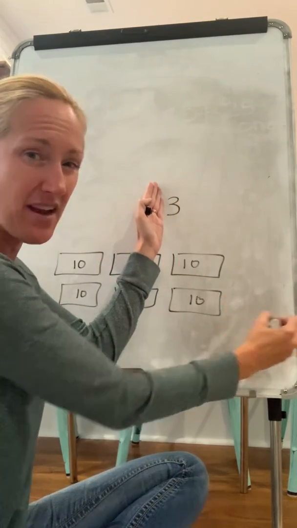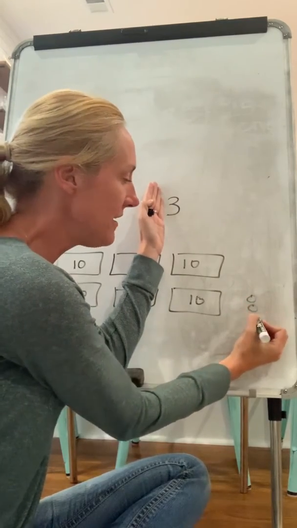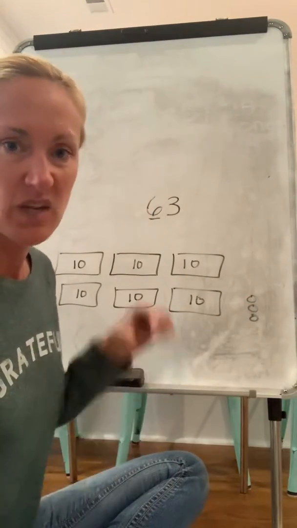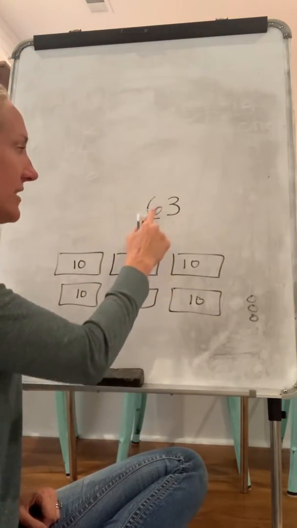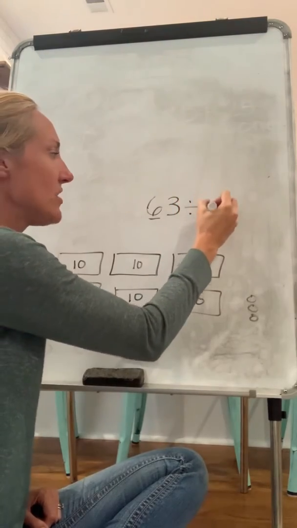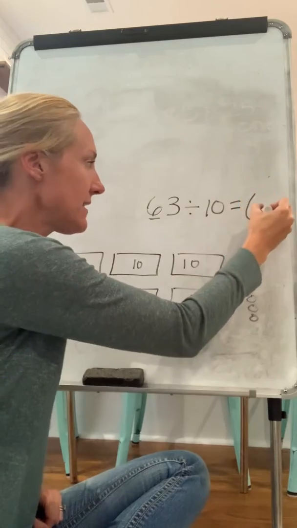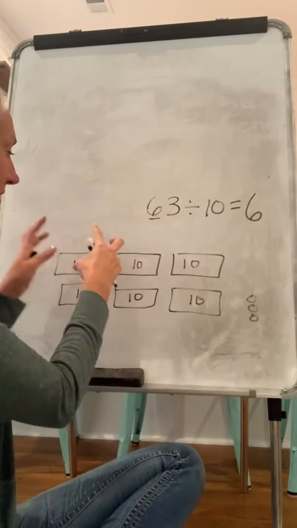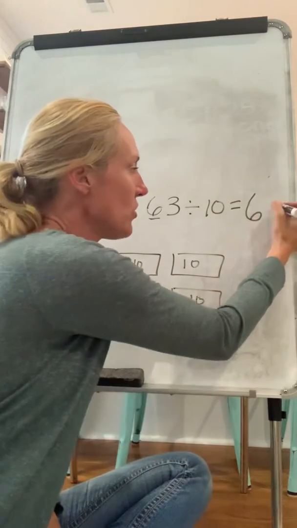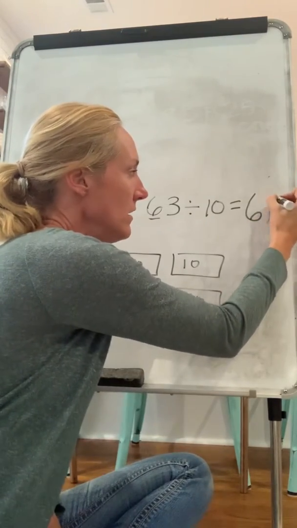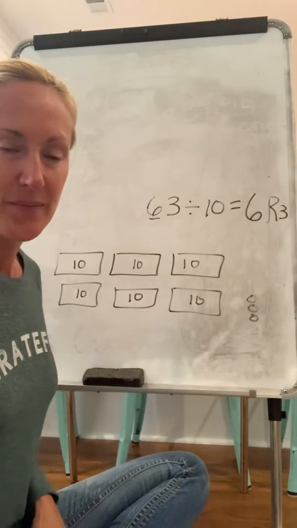Is there enough to put another planter out there of 10? No, we're going to have 3 tomato plants left over. Yuck. Okay. So if we took 63 and we divided it into groups of 10, that would be 6. We were able to do it 6 times. 6 planters with a remainder, so we'll put an R, of 3. A remainder of 3. Okay.